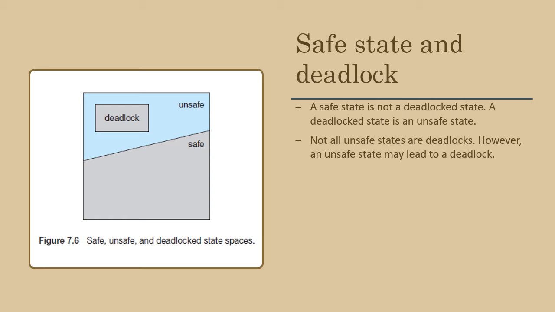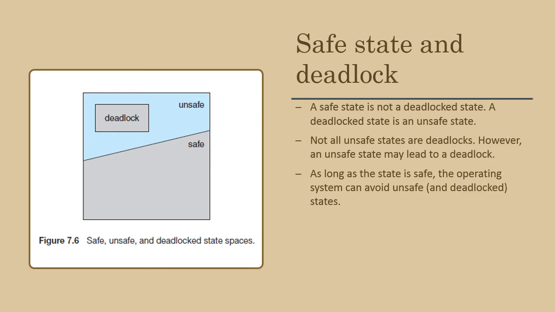In deadlock avoidance, we try to keep the machine in the safe state. So in deadlock avoidance, we actually avoid the unsafe states and not the deadlock. As long as the state is safe, the operating system can avoid unsafe and actually deadlocked states.